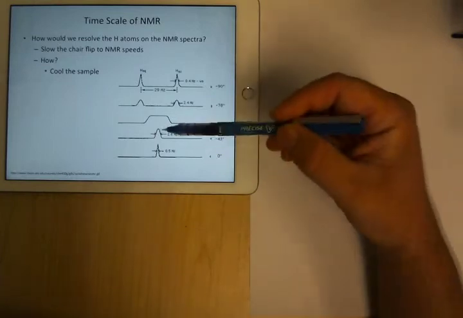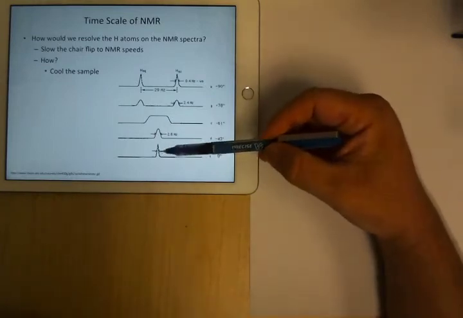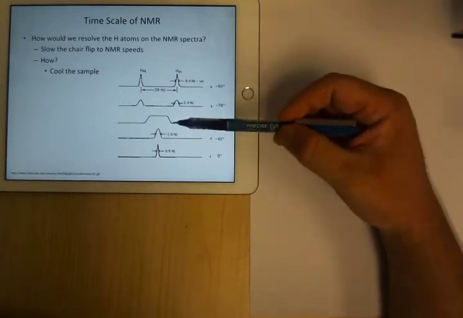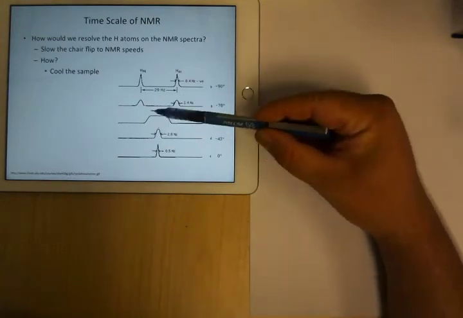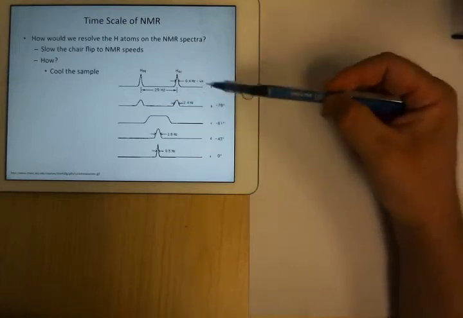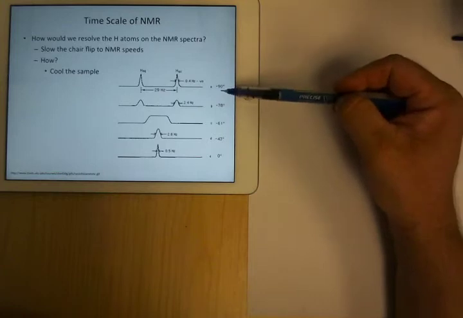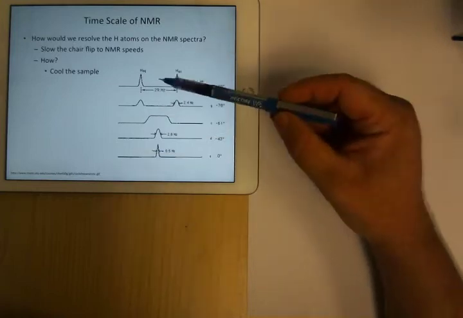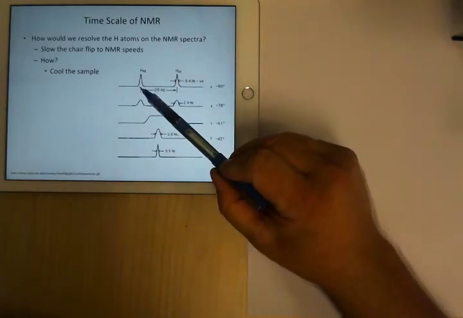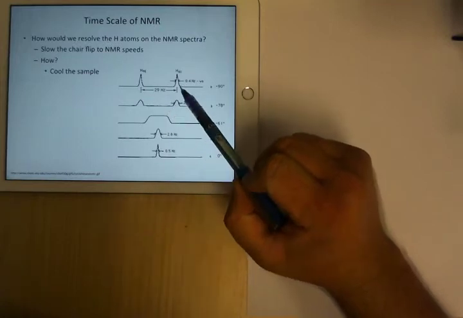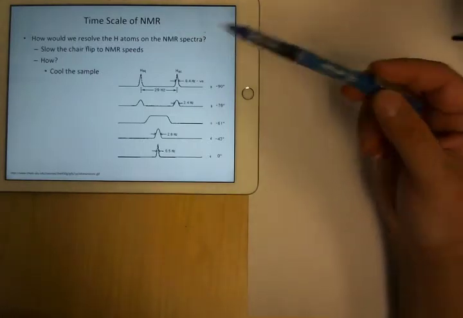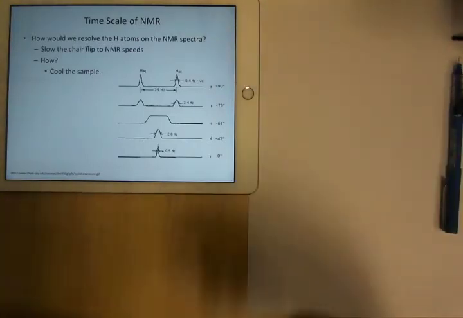I pulled this picture here. At 0 degrees C, the chair flip is quite quick, so you're only going to get one signal. But as you cool it down, the chair flipping gets closer to the time scale of the NMR, and you start to see these two peaks pull apart. At minus 78, and at minus 90, the chair flipping is incredibly slow. There's just not enough energy to get over that activation barrier, so they're held fast and you can see the individual peaks. So if you want to see those peaks resolved, the thing to do is to cool down the sample and run it at cryogenic temperatures.